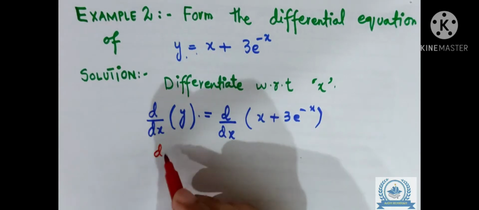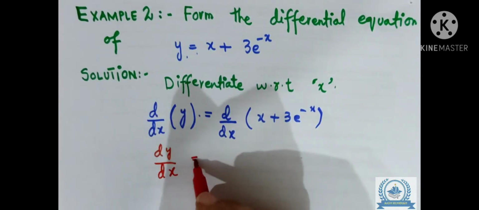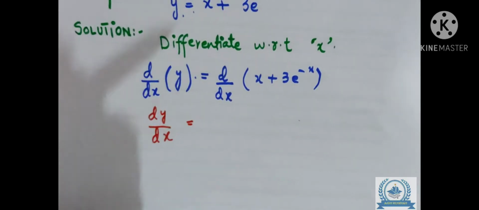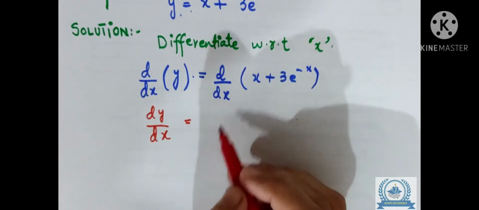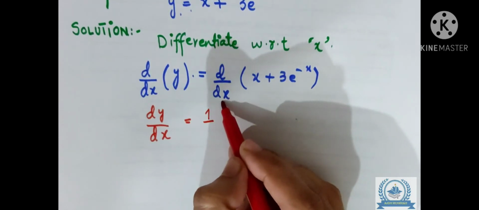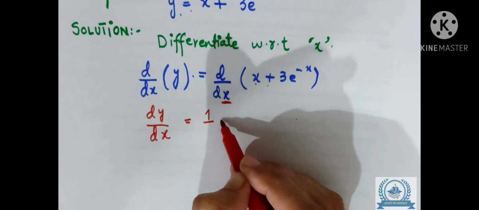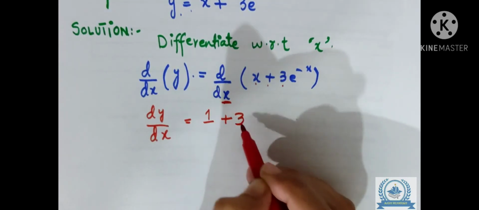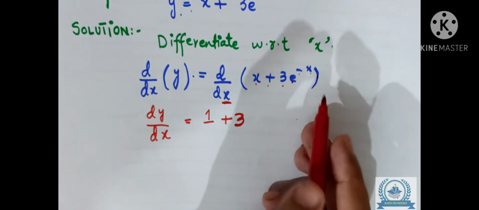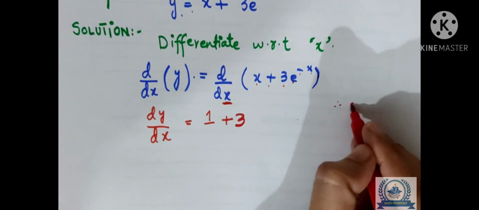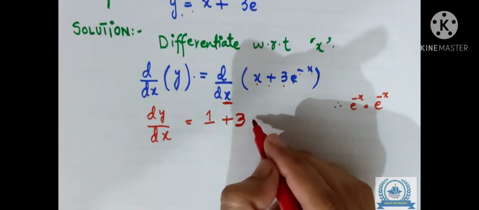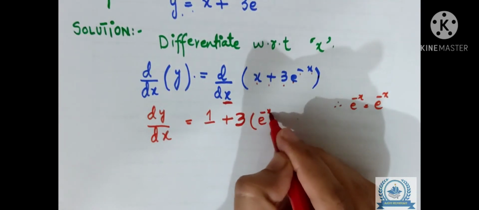Differentiate with respect to x, that becomes dy over dx is equal to, now we have here d over dx. The derivative of x is 1. Plus 3 is a constant here. Now here is e power minus x. The derivative of e power minus x is e power minus x.